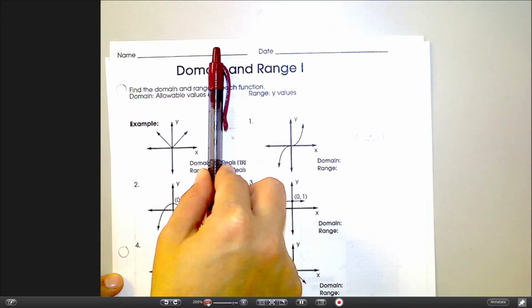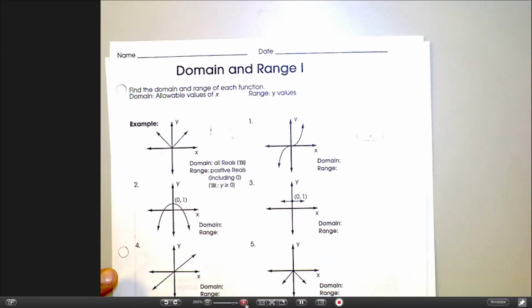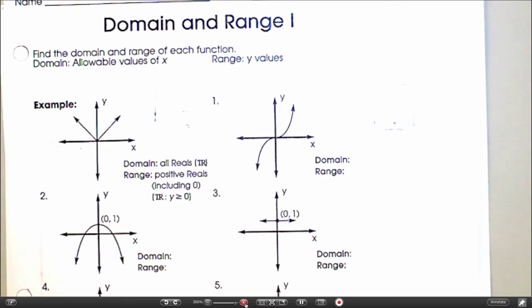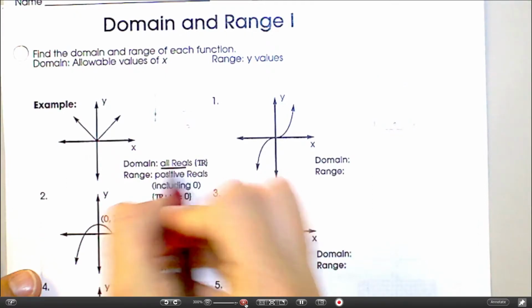What about to the right of the graph? Eventually going to hit everything? Yeah. Okay. So if it's going to hit everything, what do we say our domain is? All real numbers, yep. And you'll see that here.